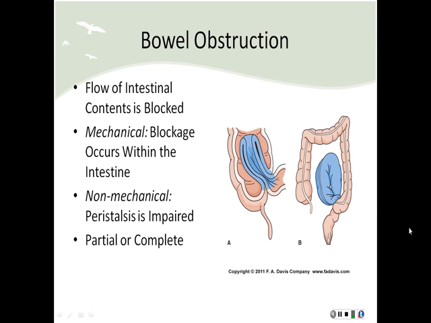Bowel obstructions occur when contents are blocked. This can happen for a variety of reasons, including adhesions or twisting of the bowel, strangulated hernias, or a volvulus, or they can be non-mechanical, which involves impairment of peristalsis that happens after abdominal surgeries, trauma, or from ischemia or infection. Obstructions can happen in the small or large intestine, and they can either be partial or complete.